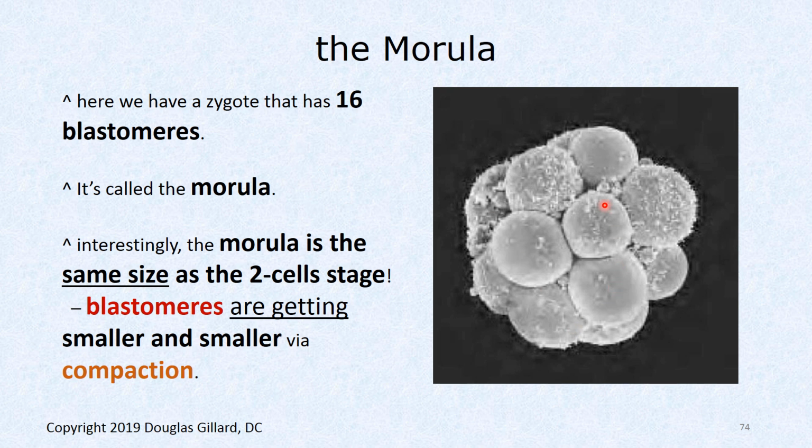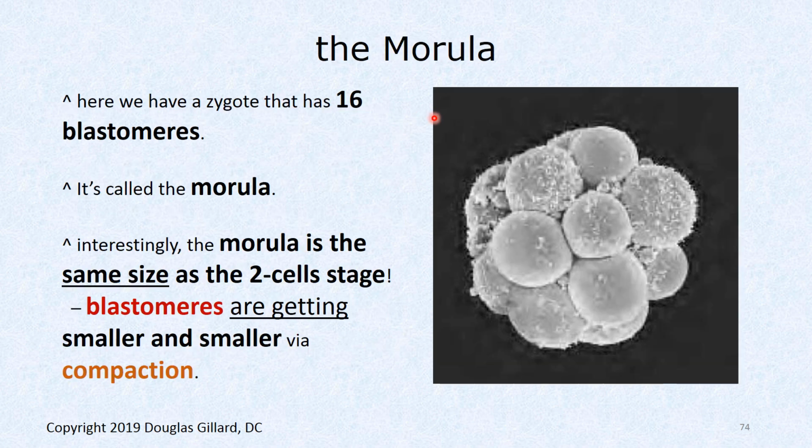Okay, here's a real human morula right here. And this is the same size. This zygote is the same size as the 2-celled one. These have just gotten smaller and more compacted together. Because of what phenomenon? Compaction.